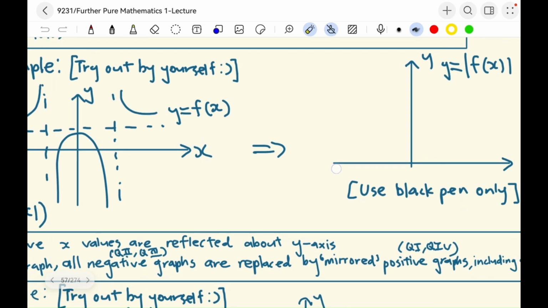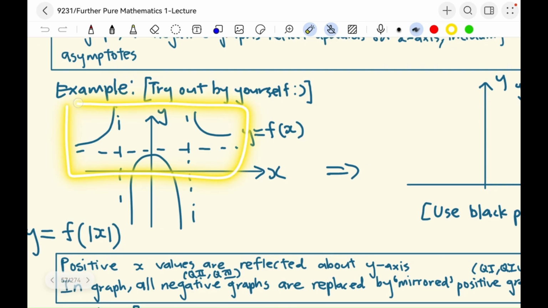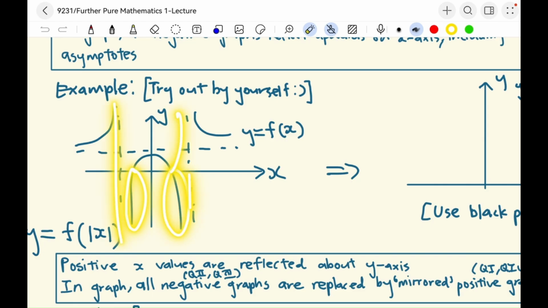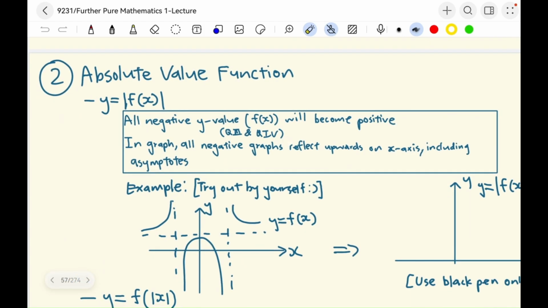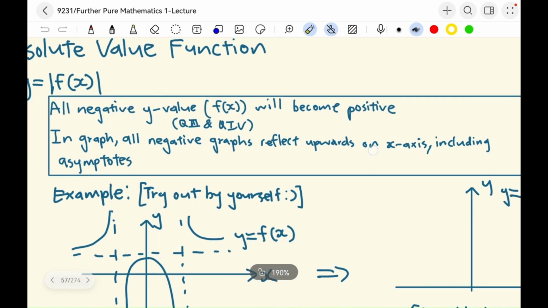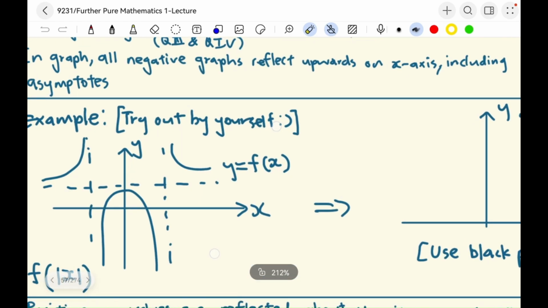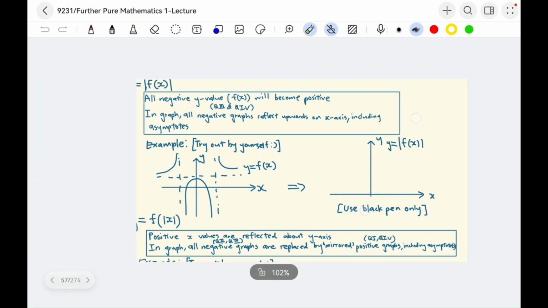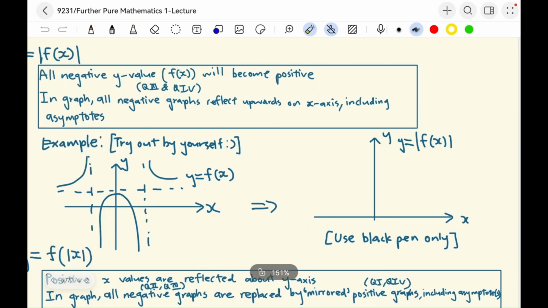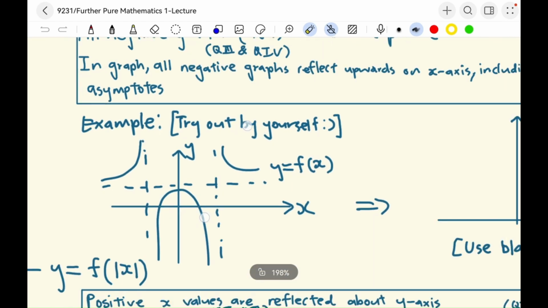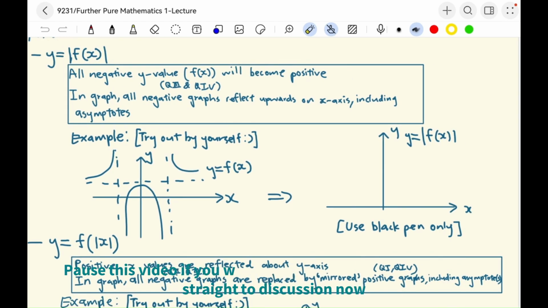That means when you sketch the graph, not only do you need to remain the graph over here, you must also reflect the graph below upwards, including the asymptotes. HA and VA must be considered, but they are reflected upwards. So in the graph, all the negative graphs reflect upwards on the x-axis, including the asymptotes. Let's try out this example. I will stop for 5 minutes for you because it takes too long for me, so you can pause the video if you want to try it yourself.